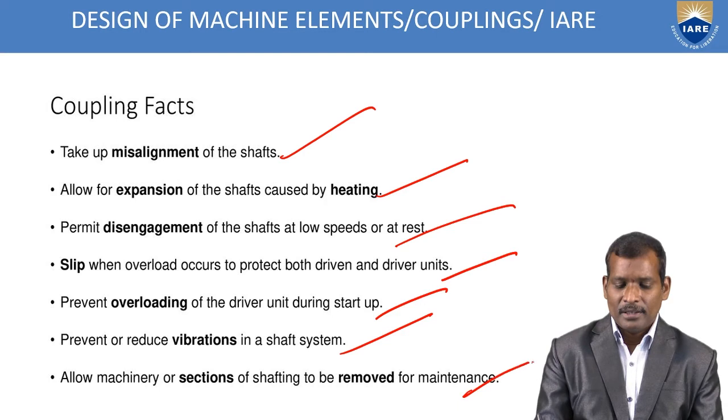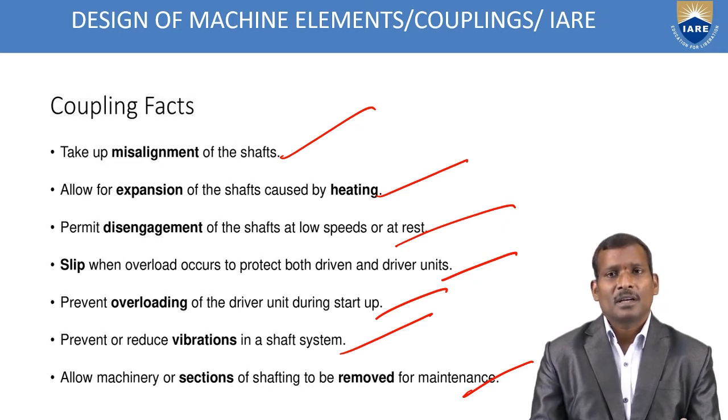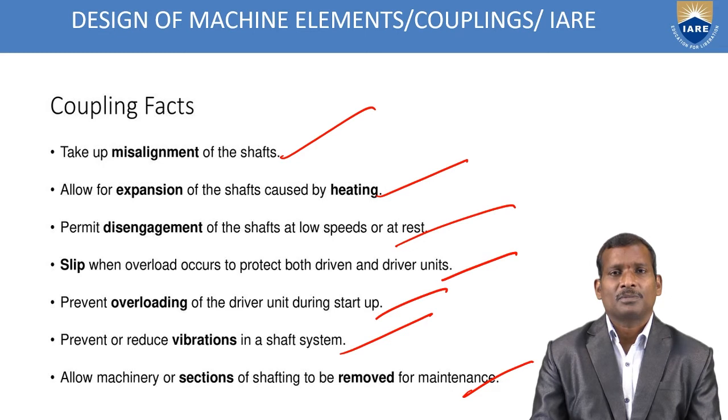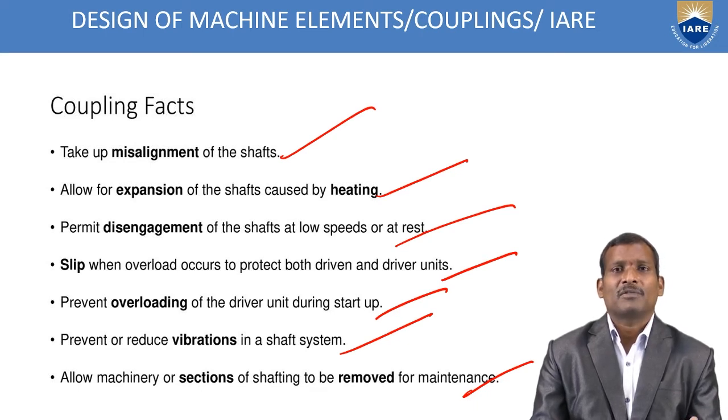And allow machinery or sections of shafting to be removed for maintenance. For maintenance purposes, the shafting or some portion of the shafts or other machine elements can be removed. These are all the actual coupling facts.